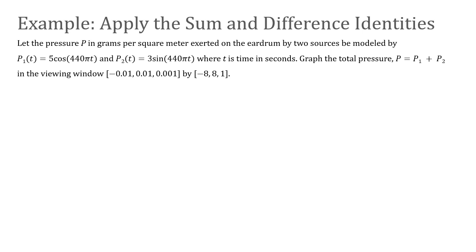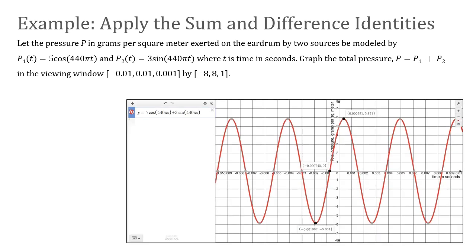We're being asked to graph the total pressure, which comes from the sum of that P sub 1 and P sub 2 that we just saw. And we're being asked to do that in a certain viewing window. Let me go ahead and graph this so you can see what those numbers in the viewing window mean. So here is a graph.